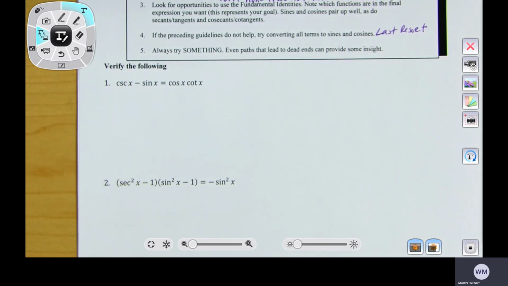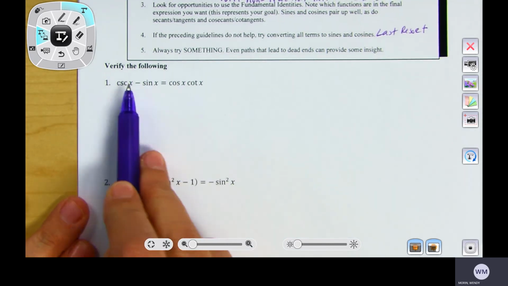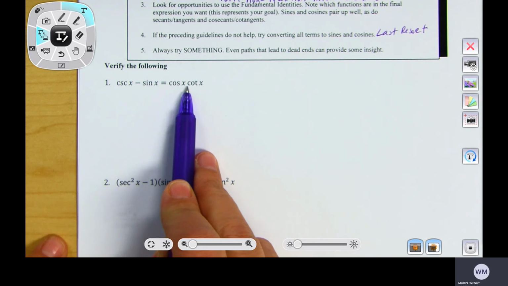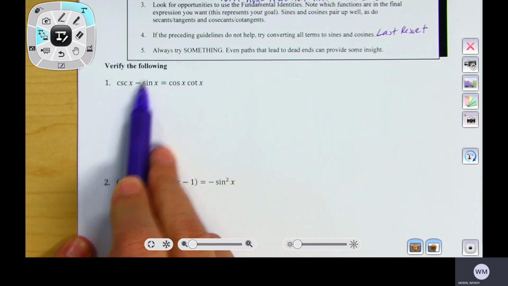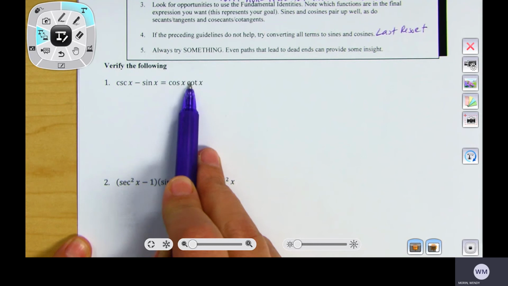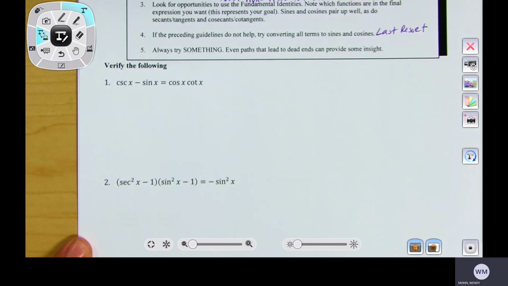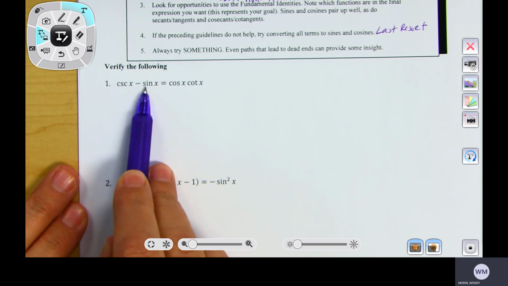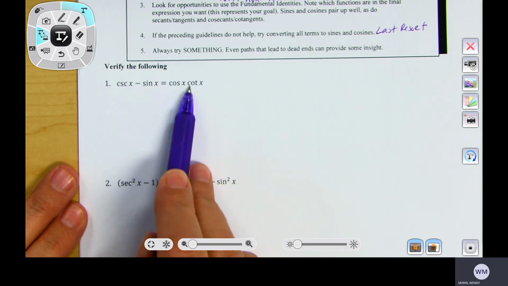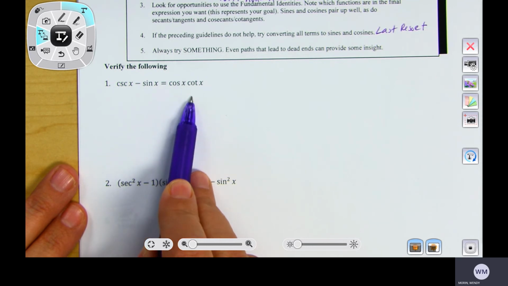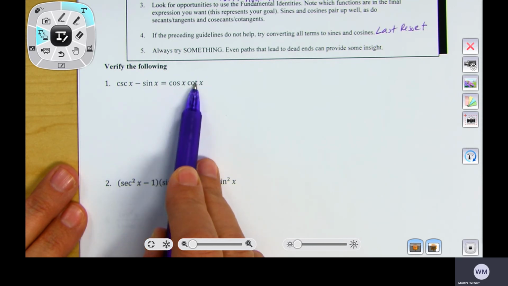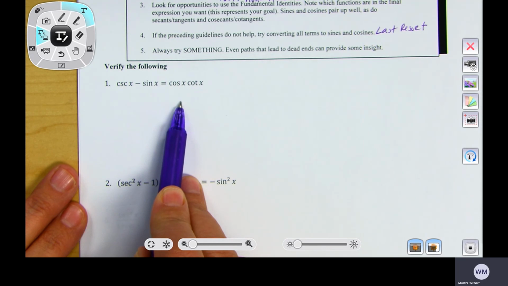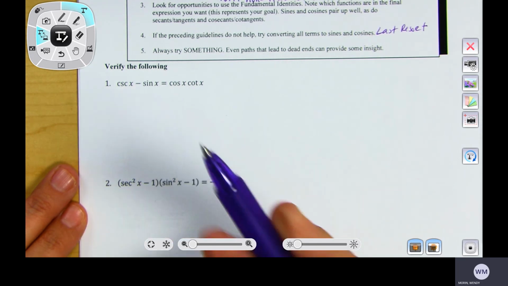It says work the more complicated side first. Okay, I have a subtraction on this side and I have a multiplication on this side. It is much easier to turn a subtraction into a multiplication than it is to turn a multiplication into a subtraction, because you're condensing something. So this to me is the more complicated side. Now again, I'm not saying you can't do that side, but what can you do? You can change this to cosine over sine, and then you have cosine squared over sine. Okay? Let's just go with that.